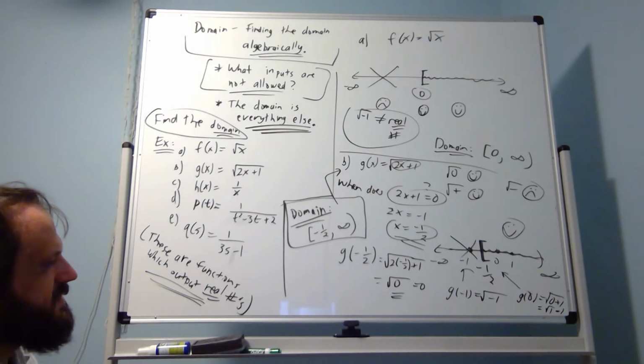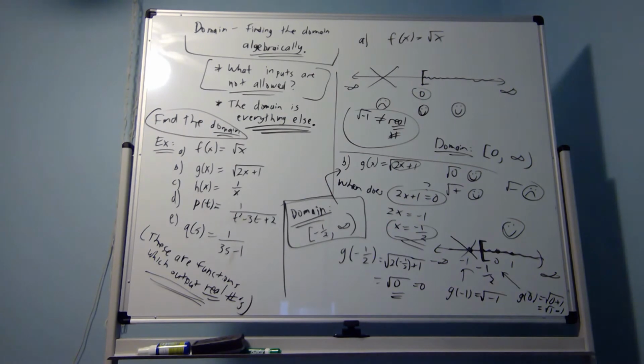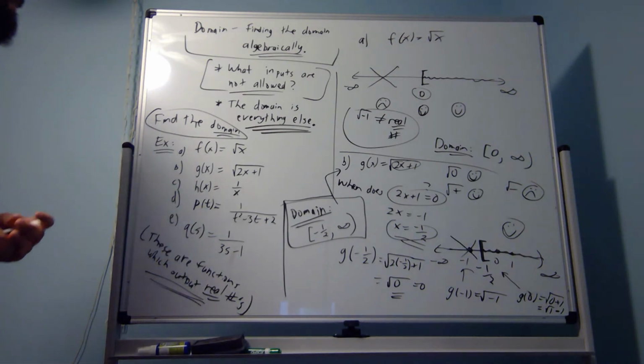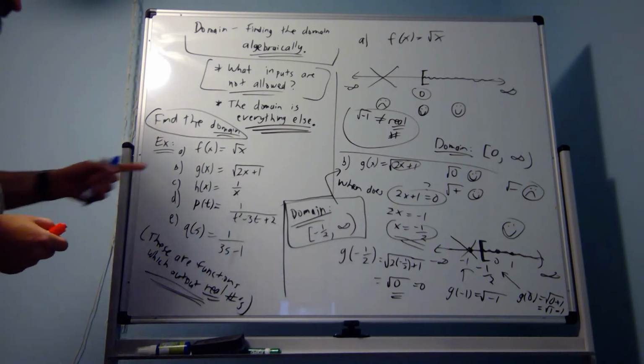If x is negative 1 or negative 2 or negative 3, we're taking square roots of negative numbers, and that's not good. But if x is 0, if x is 1, if x is 2, or if x is right on the borderline at x equals negative 1/2, you're getting square root of either 0 or a positive number, and that's totally fine. And that's letter B there.